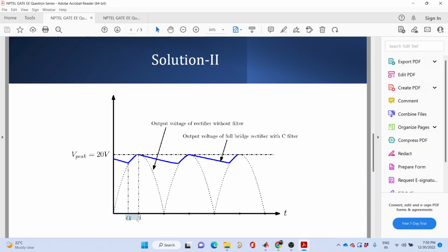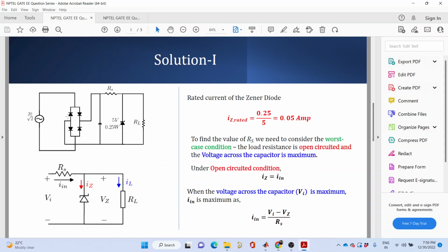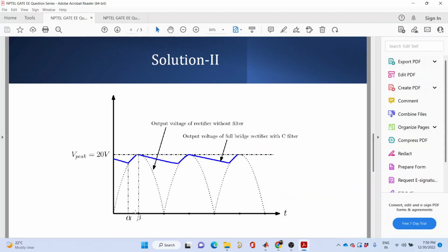Sir, at alpha we will fire the SCRs. There are diodes over here. Yes, sir. Oh, sorry, sir. So what is happening at alpha and what is happening at beta?